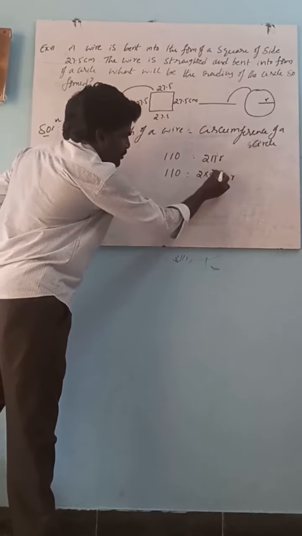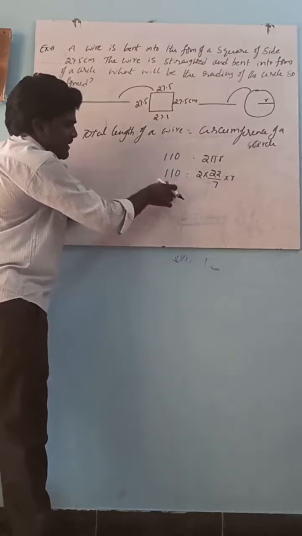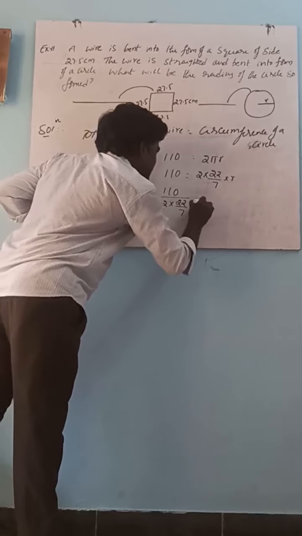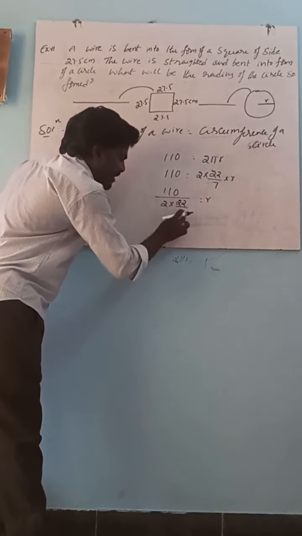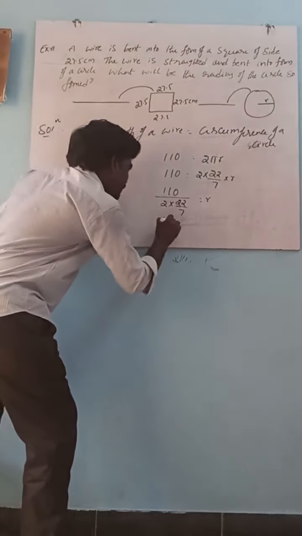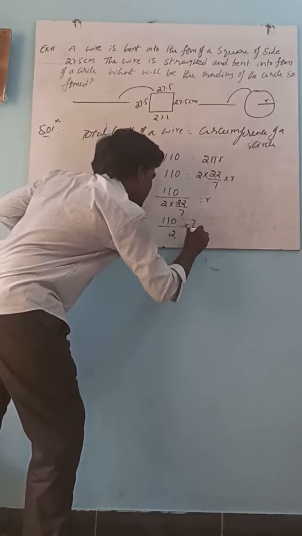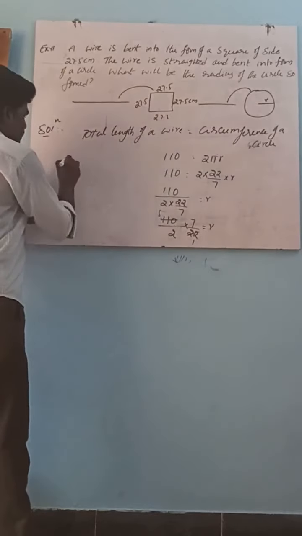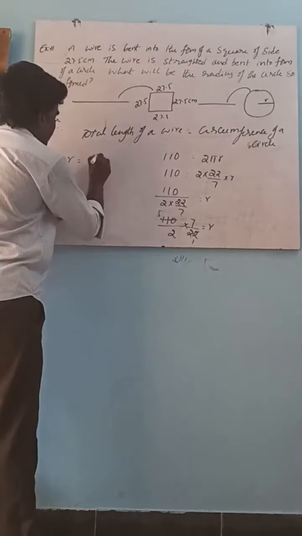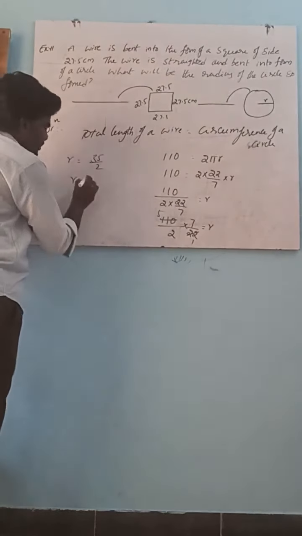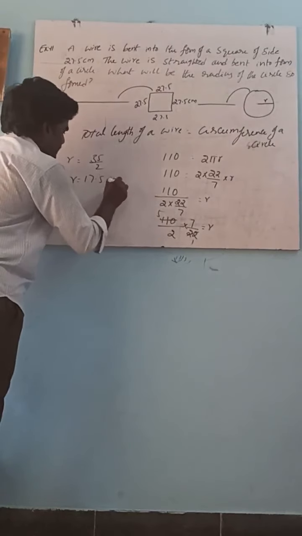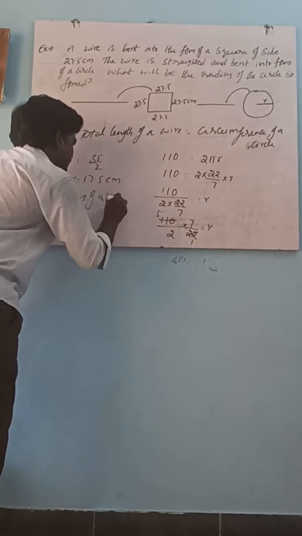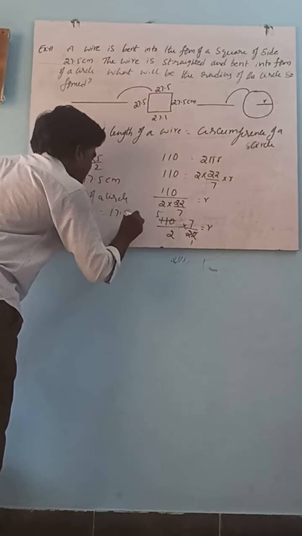Here 2 into 22 by 7 is multiplied, so this multiple comes to this side and divides. 110 by 2 into 22 by 7 is equal to r. The denominator fraction becomes its reciprocal, that is 110 by 2 into 7 by 22. 22 once is 22, 22 five times is 110. So radius of the circle is 5 times 7, 35 by 2. 35 by 2 is nothing but 17.5 centimeter. Therefore the radius of the circle is 17.5 centimeter.